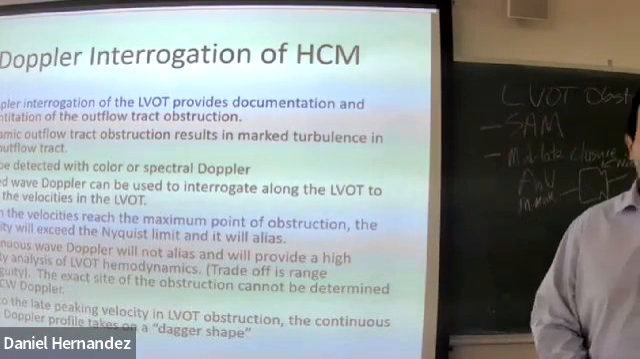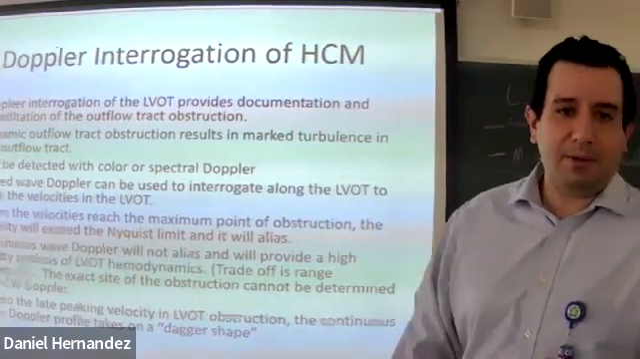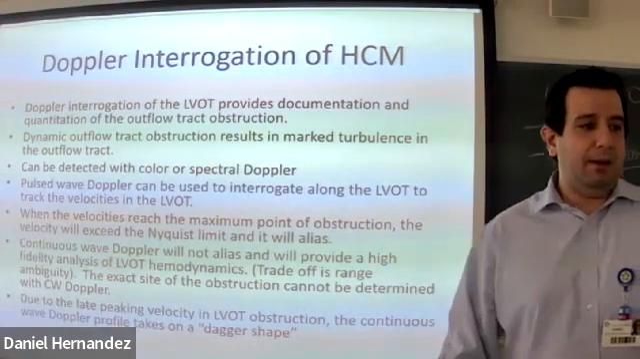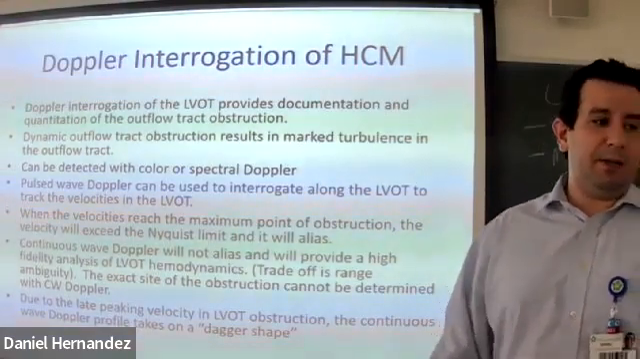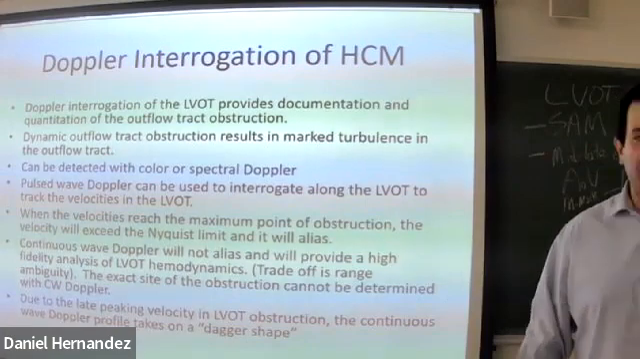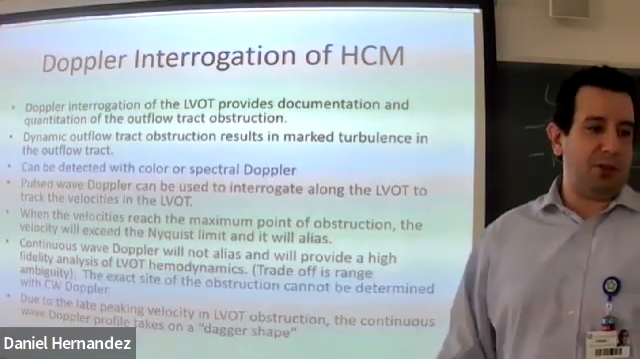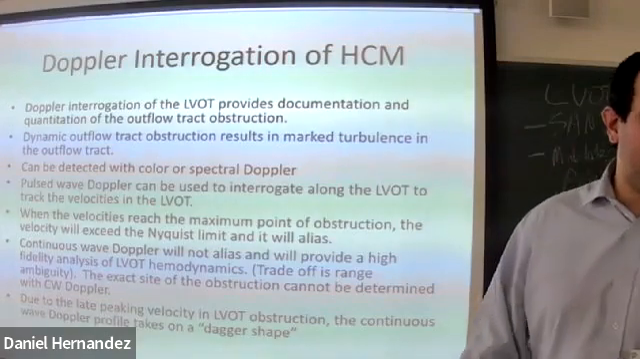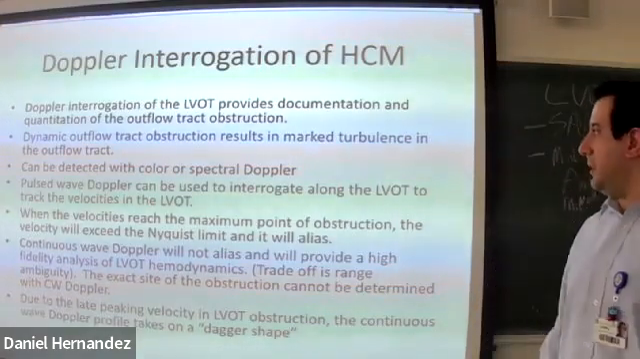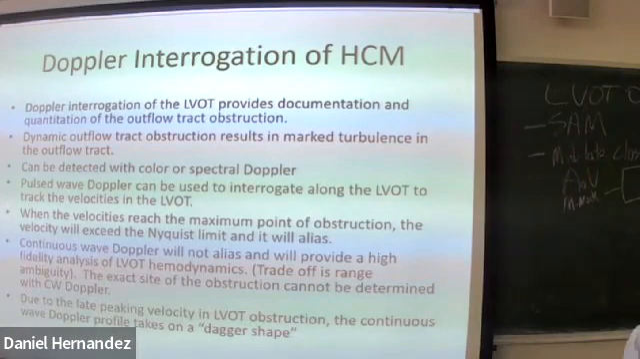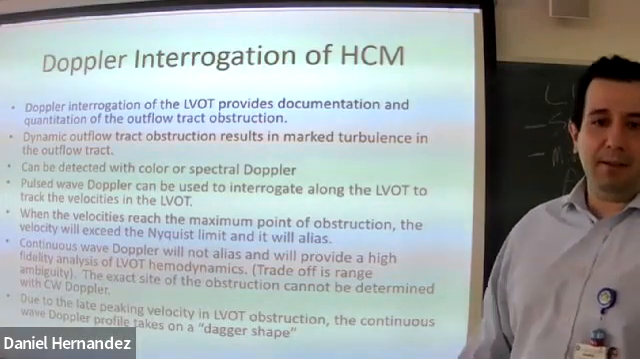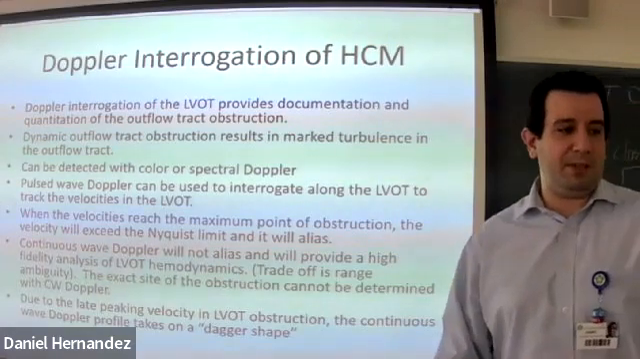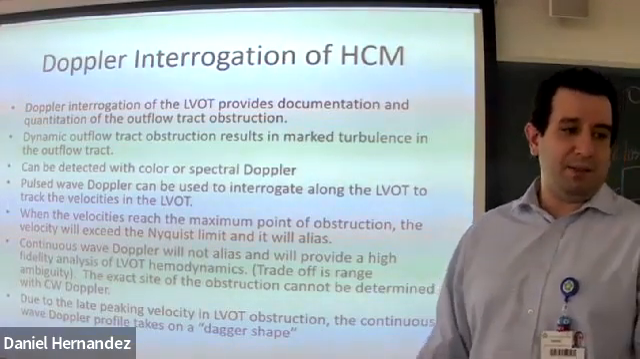So we can also use our Doppler to interrogate the left ventricular outflow tract, and we'll be able to document and quantify the degree and level of this obstruction as well. So dynamic outflow tract obstructions result in turbulence in the outflow tract. So if we put color on, we may exhibit aliasing. With spectral Doppler or pulse wave Doppler, we'll be able to detect elevated velocities.